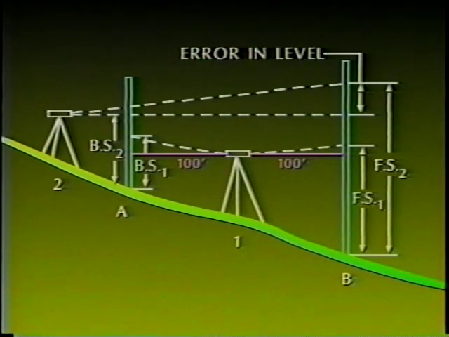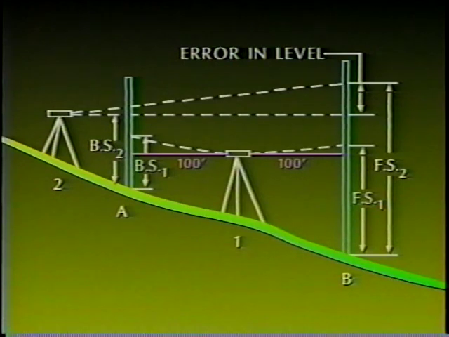The level is turned and the foresight reading, FS1, is taken on the rod at point B. This foresight is subtracted from the level elevation to give the elevation of point B. The level is then moved and set up at point two, a short distance from the back sight point A. The second setup should be where the back sight point A and the foresight point B can be observed with minimal turning of the level.